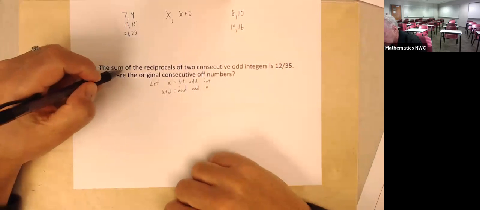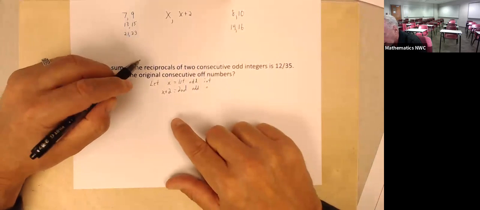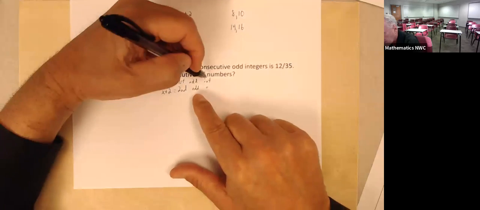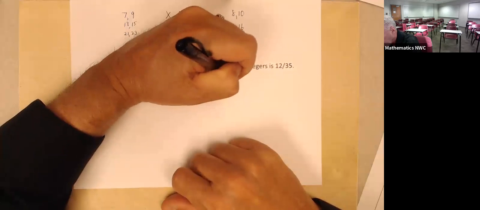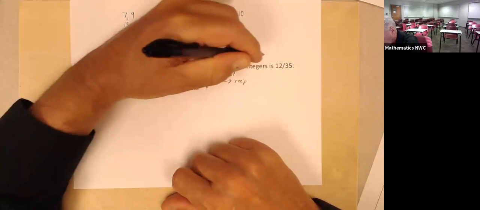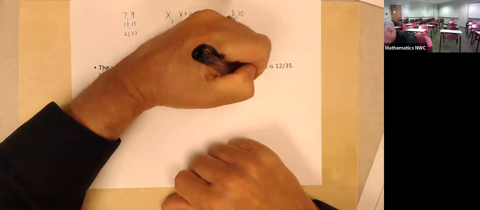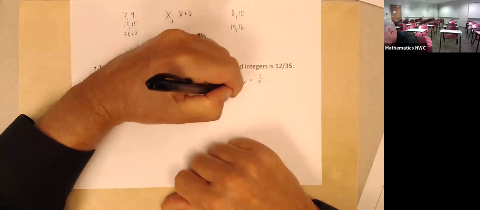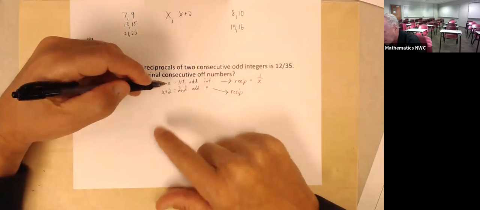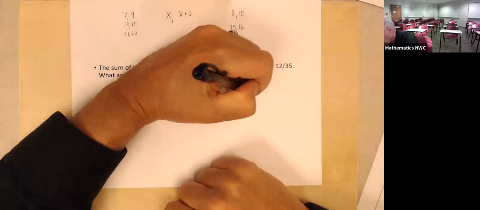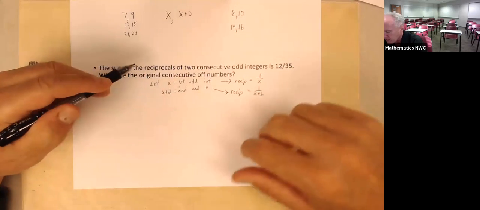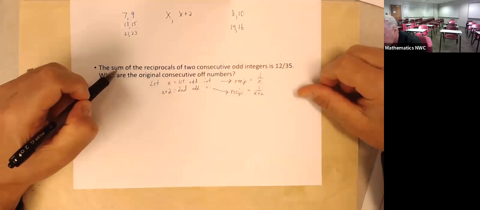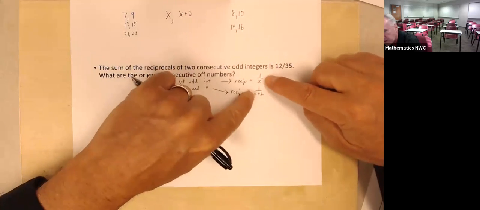Again, they say the sum of those. But we got one more term in here, the sum of the reciprocals. So the reciprocal of x is 1 over x. The reciprocal of x plus 2 is 1 over x plus 2. So these are the reciprocals of those odd integers. It says the sum of those reciprocals, the sum of these two.